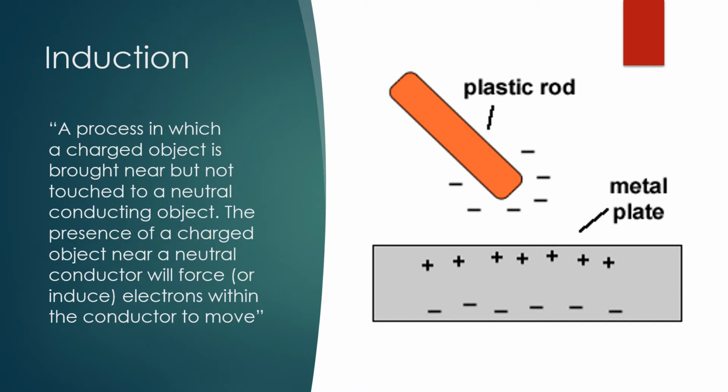We have a plastic rod with a charge on it. You can see this orange plastic rod has little negative signs around it, indicating that it is negatively charged. If we bring that negatively charged plastic rod near a neutral object, because opposites attract, those negative charges are going to attract the positive charges, causing the positive charges to come to the surface. This pushes all the electrons, all the negative charges, away, since like charges repel. So this induces a positive charge on that object.